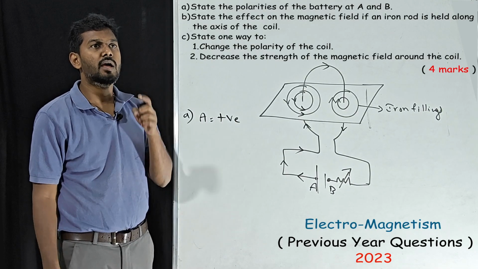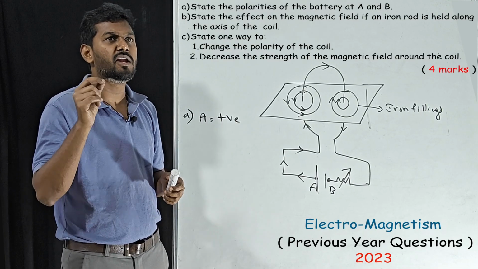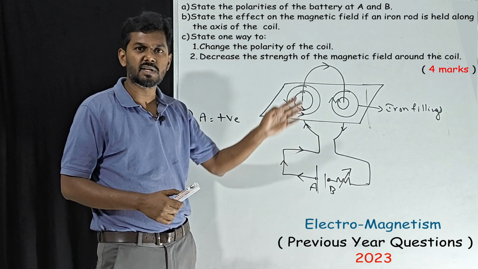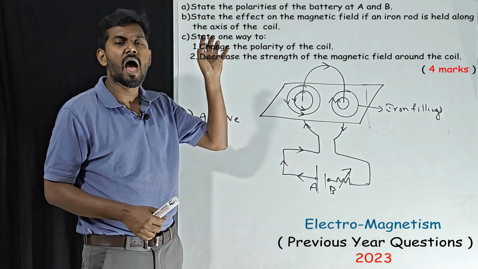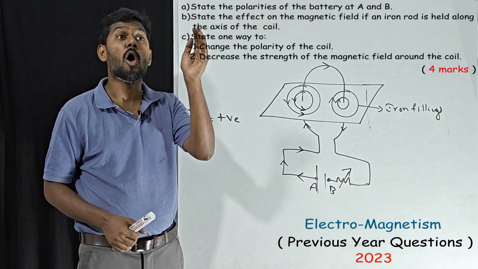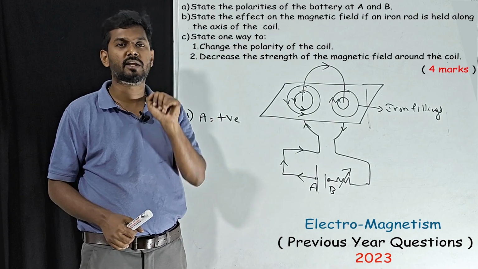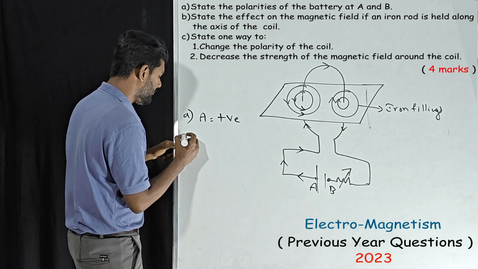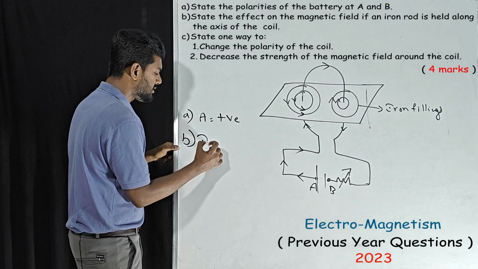Okay, next, state the effect on the magnetic field if an iron rod is held along the axis of the coil. Along the axis means at the center of the coil. If you place an iron rod, what happens to the magnetic field? What is the effect on the magnetic field? Means whether it increases or decreases. The answer is very simple, it increases.